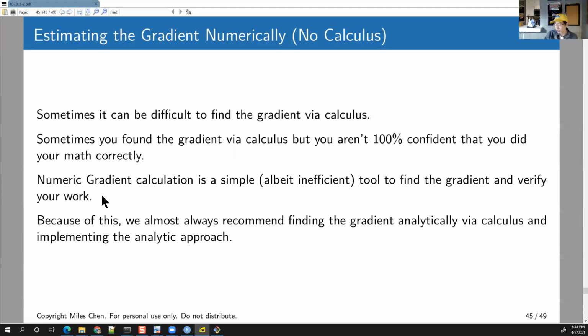One thing that you can use is something called numeric gradient calculation. It's very simple, but it's a bit inefficient. So you generally don't want to use numeric gradient calculation as your primary means of estimating the gradient. You could, but it would be really inefficient. What's recommended is to try to find the gradient using calculus, or analytically, and then verify that your gradient is correct by running a numeric gradient check.